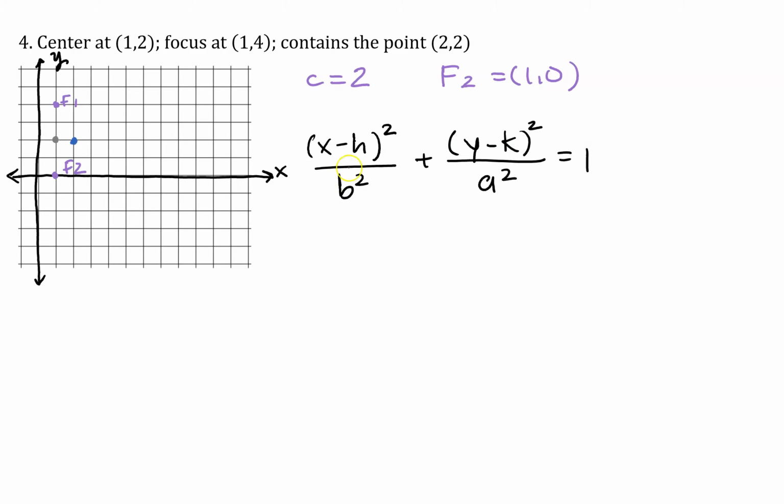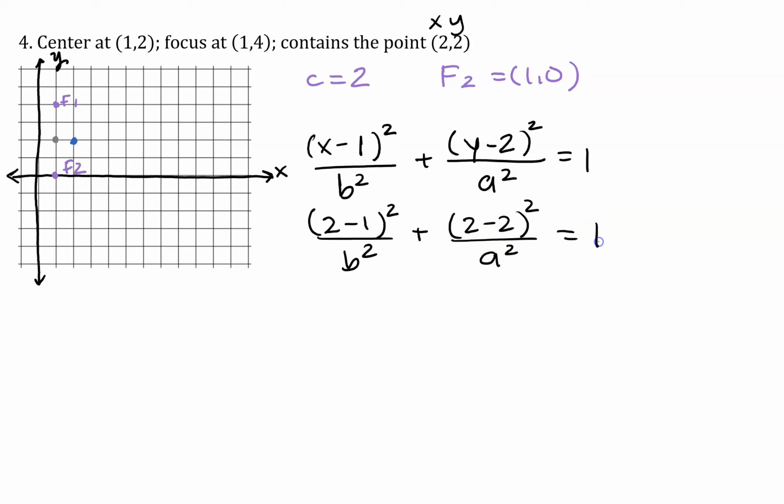So I'm going to start by plugging in what we know for the center. We know the center is at the point (1, 2), so our h is 1 and our k is 2. I'm going to plug in the point (2, 2), plugging that in for x and for y. So we have (2 minus 1) squared divided by b squared plus (2 minus 2) squared divided by a squared is equal to 1. The entire second term goes to 0 because 2 minus 2 is equal to 0.